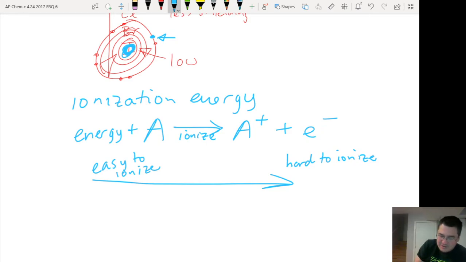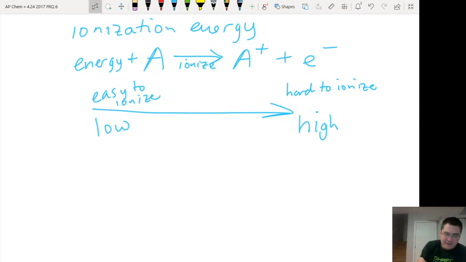The ones that are hard to ionize. So then this would have a high or a large ionization energy, and these would have a low ionization energy. Okay, and then going down, where are the hardest ones to ionize? Near the top of the periodic table or near the bottom?